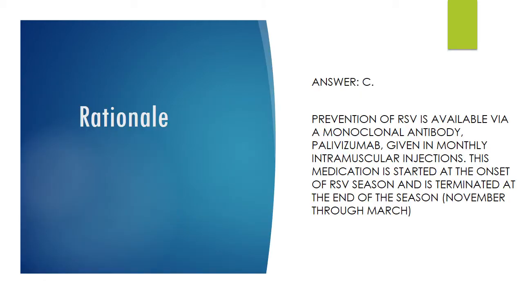The answer is C. Prevention of RSV is available via a monoclonal antibody, palivizumab, given in monthly intramuscular injections. This medication is started at the onset of RSV season and is terminated at the end of the season. The season normally lasts from November through March.